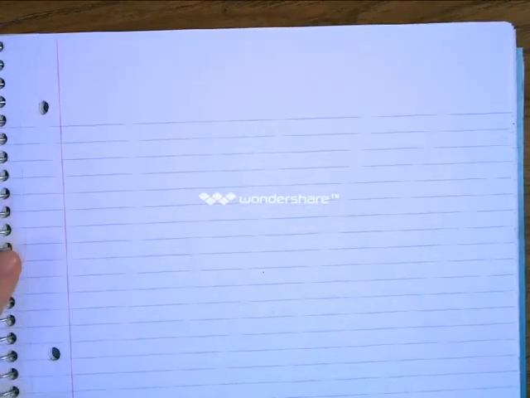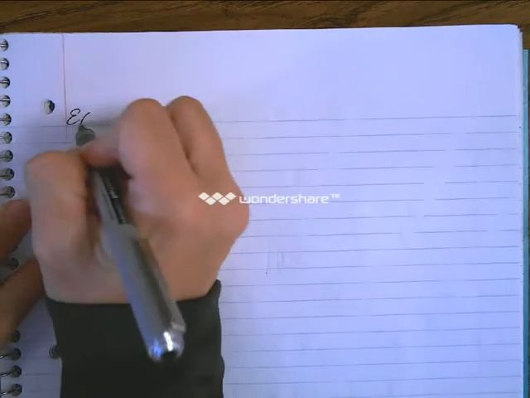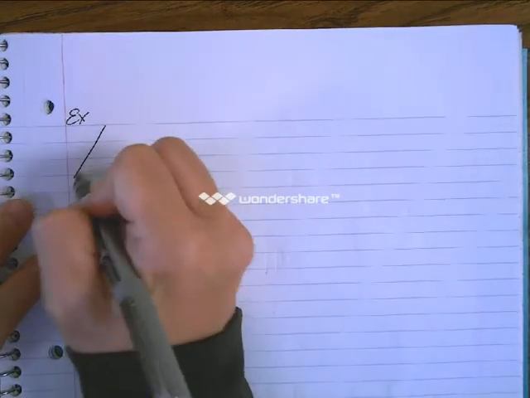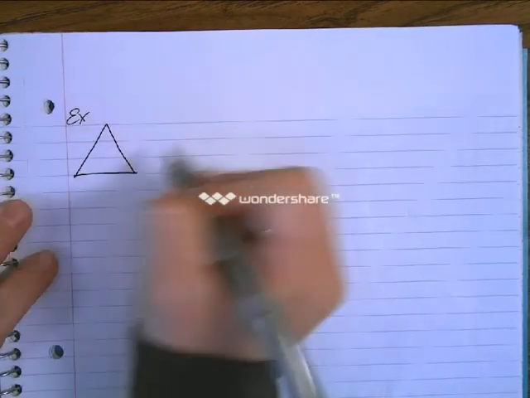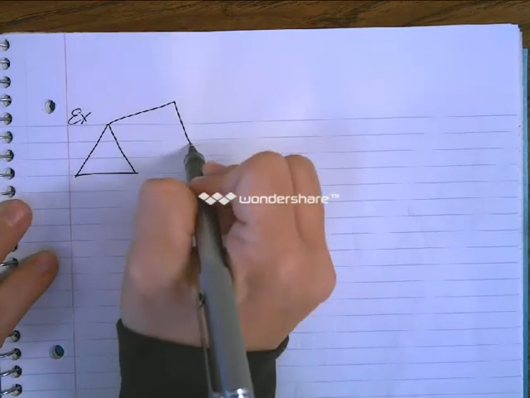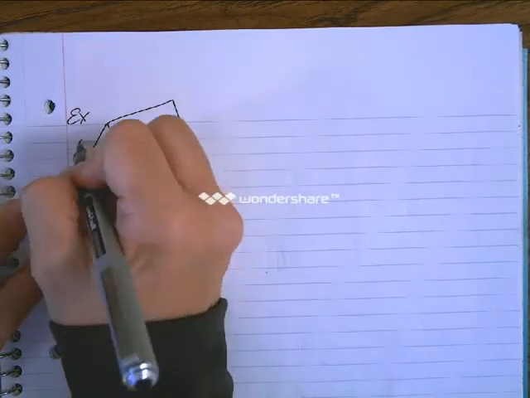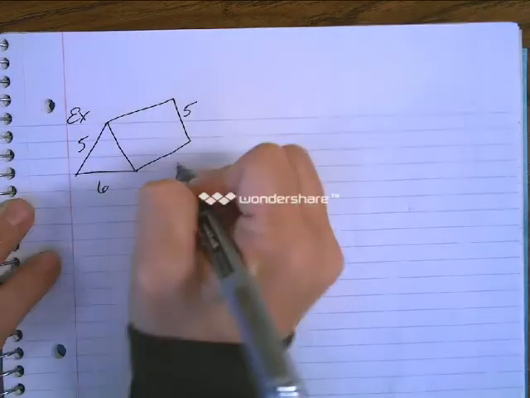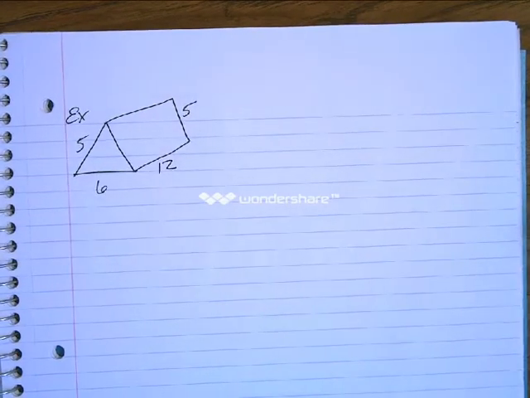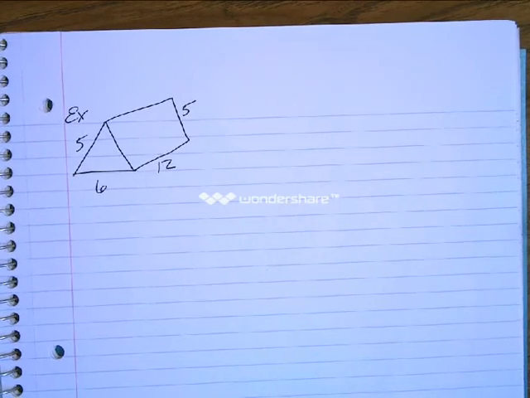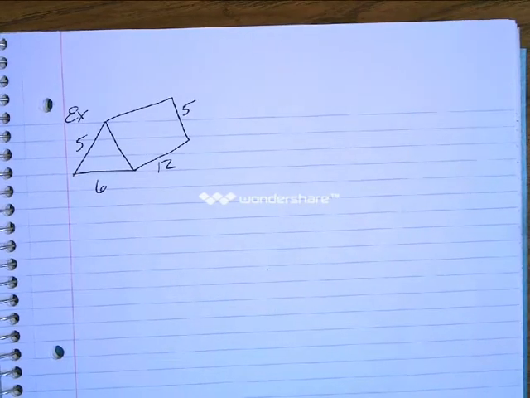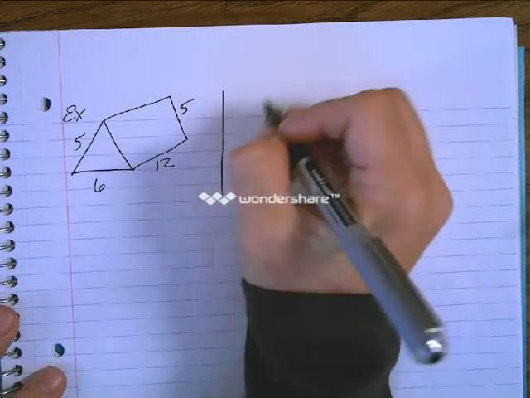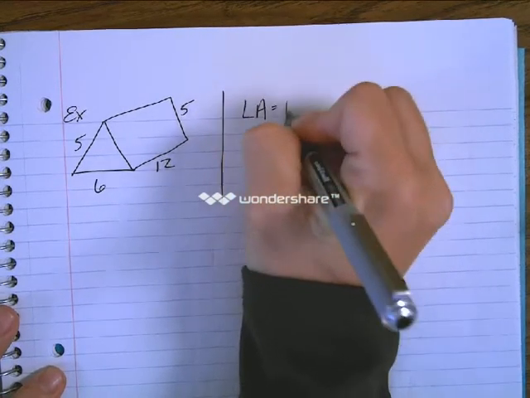Alright, so examples. Okay, so if I'm going to find the lateral area and the surface area of this shape. Remember, lateral area is P times H. So identify the parts. Remember, this is your base.